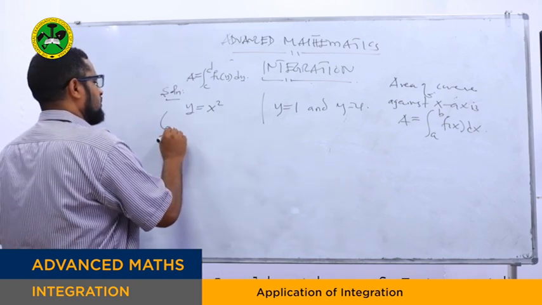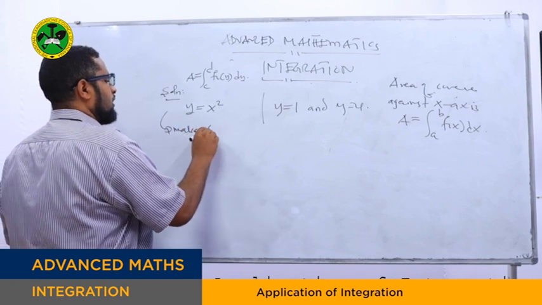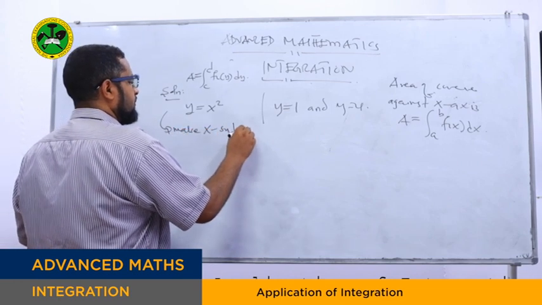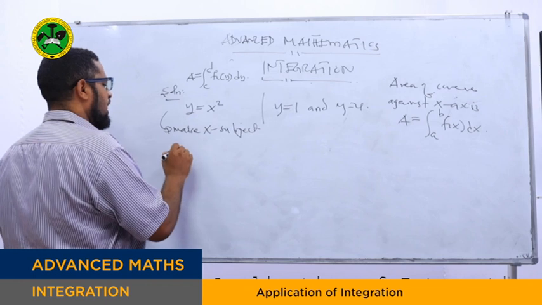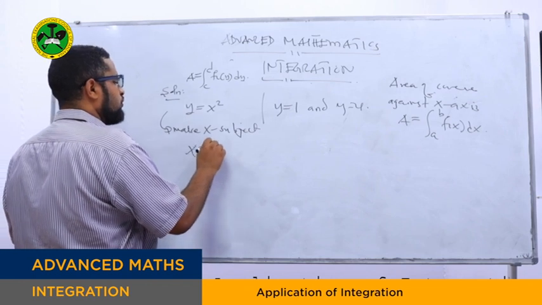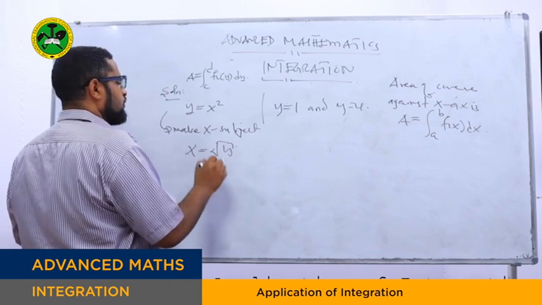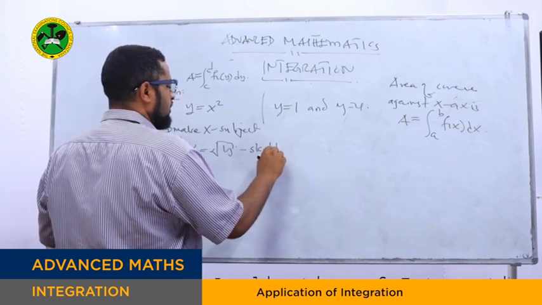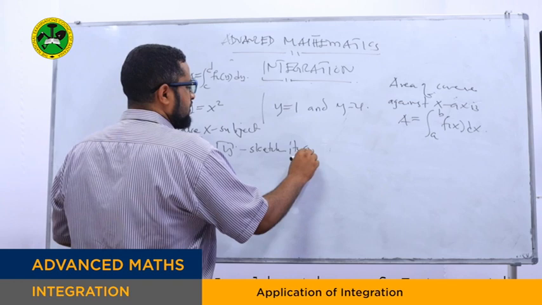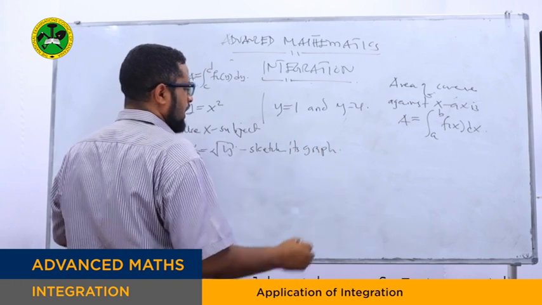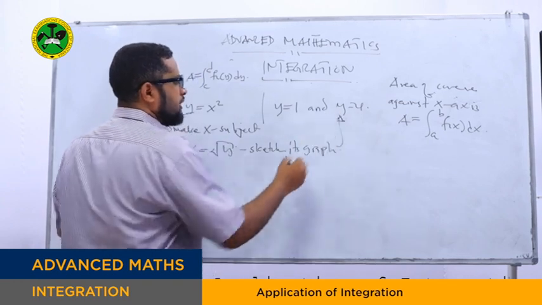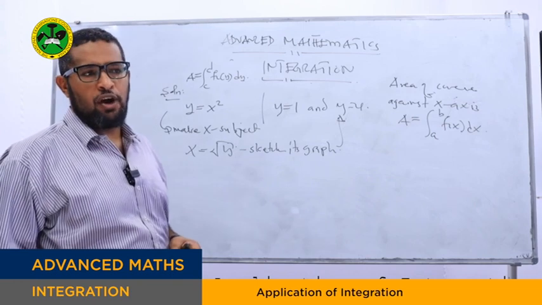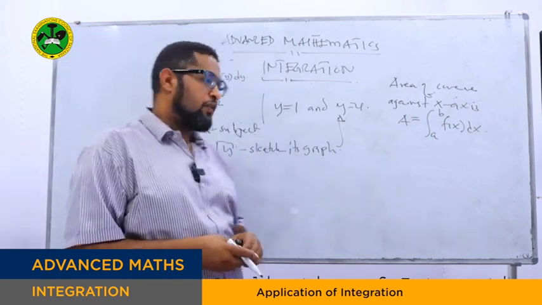Now, make x the subject. Here we'll be having x equal to the root of y. So this is the function that we are going to sketch its graph with the help of the given limit, or the given values of y, which are 1 and 4.